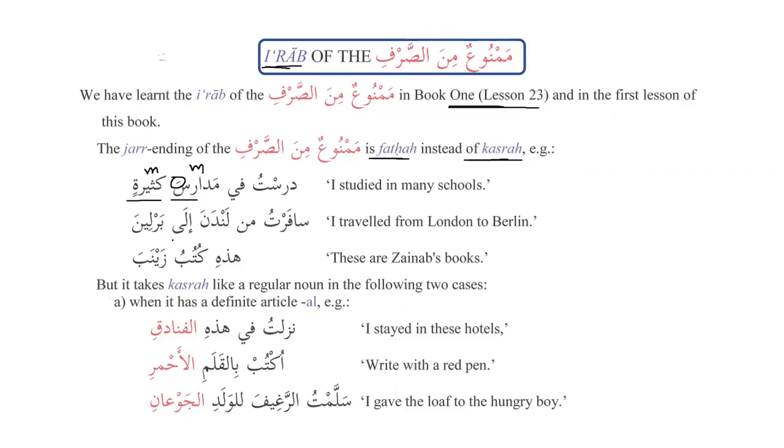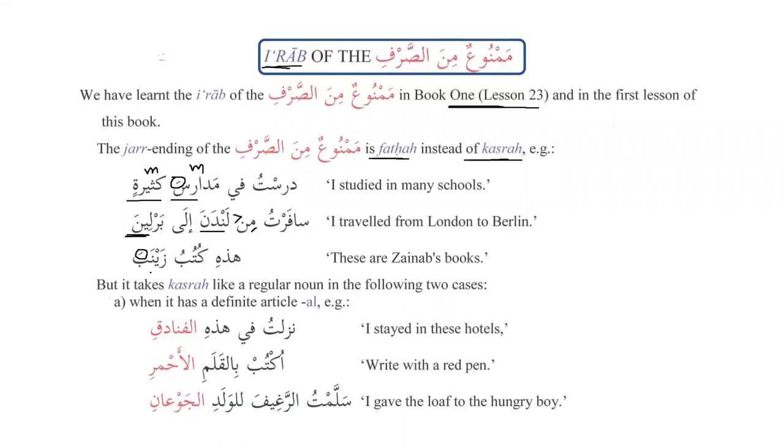Similarly, safartu min Londona ila Berlina. I traveled from London to Berlin. So here again, London and Berlin are the names of cities. That's why they are mamnu min as-sarf, and they do not accept tanween, and also they do not accept kasra. هذه كتب زينب. These are Zainab's books, and we can see that here Zainab is mudaf ilayh, but it refuses to accept kasra. So madaris, London, Berlin, and Zainab refuse to accept kasra. Why do they refuse to accept kasra? Because they are diptote, they are mamnu min as-sarf.